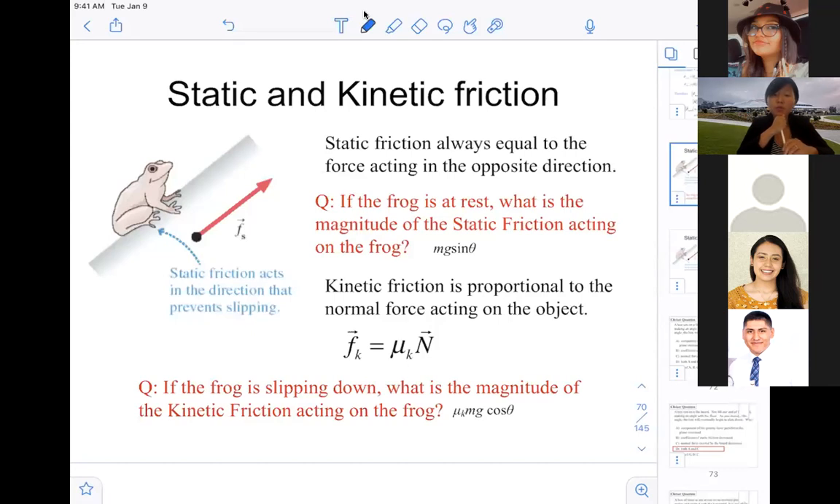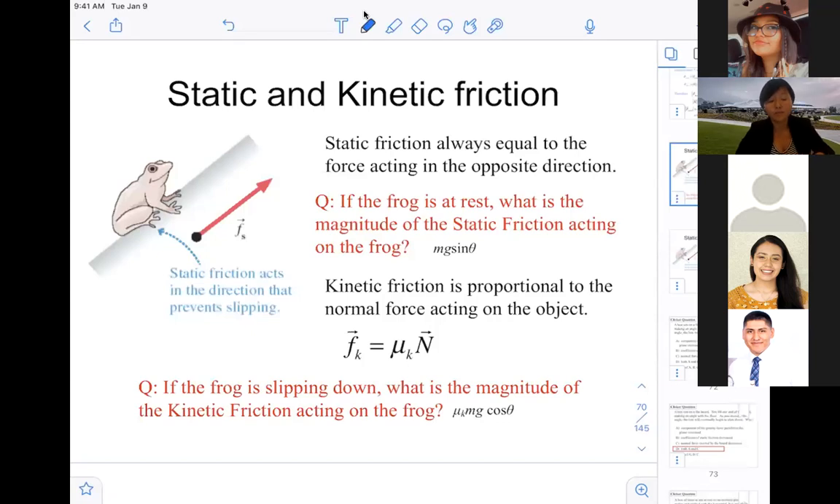But there's only so much static friction you can provide. After you exceed the maximum amount of static friction, then it will start to slide. Once it starts moving, you're going to have kinetic friction. So if you calculate the kinetic friction, you can see it's a totally different equation, because that's mu times N. N is mg cosine theta for the ramp. So it's mu times mg cosine theta.